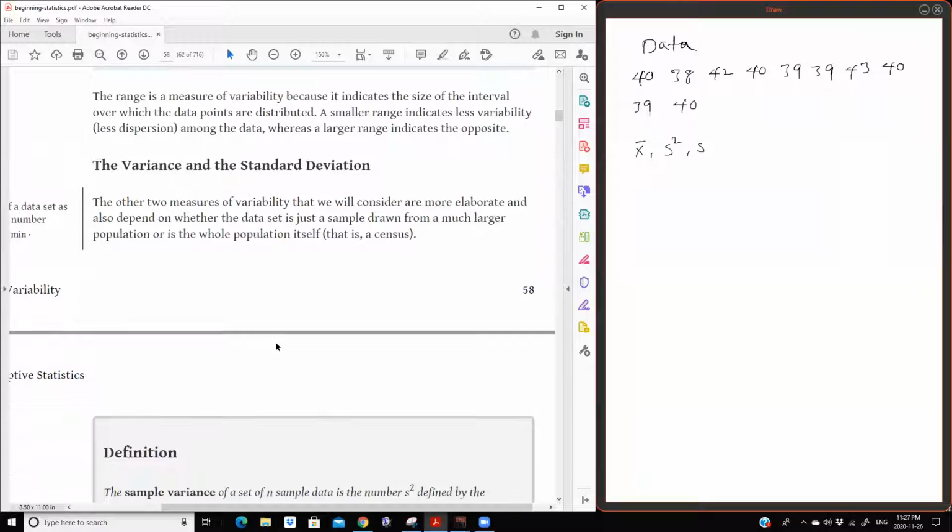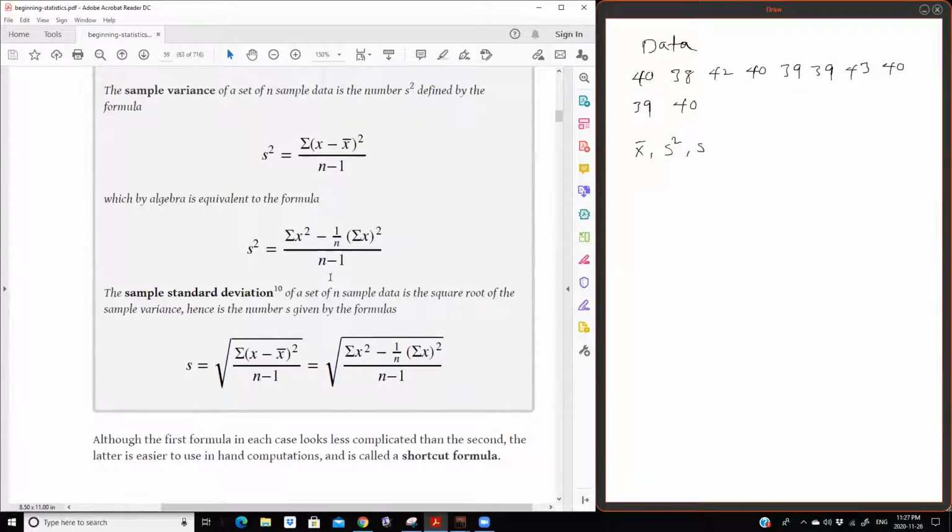I'm going to use this formula because it's computationally easier. So what do I need for this formula? I need sigma x squared, and I also need sigma x. And what else do I need? I need n, which is the sample size. In this case, the sample size is 1, 2, 3, 4, 5, 6, 7, 8, 9, 10 numbers. So n is 10.